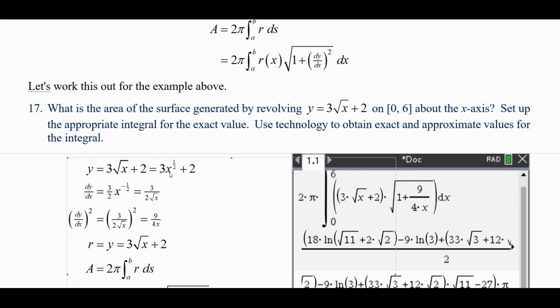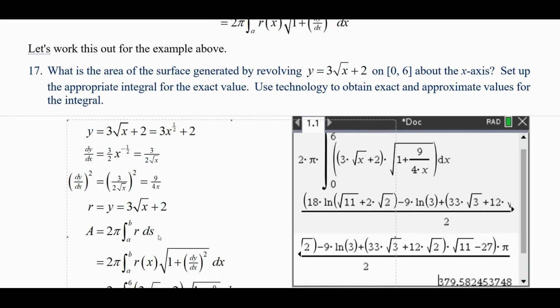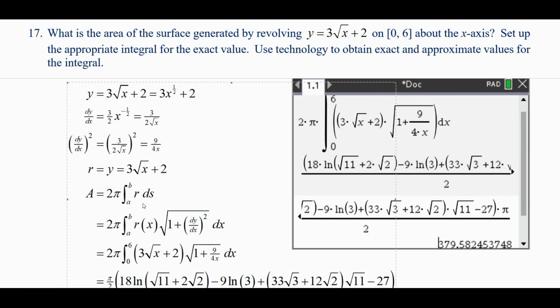1/2 times 3 is 3/2. Subtract 1 from the power, it goes to negative 1/2. The derivative of 2 is 0. So another way to write this is 3 over 2 square root of x. Either one of those is a pretty good way to write it. Now we want to square it. When we square that, we get 9 over 4x. And so we want 1 plus that. So here's our basic setup.